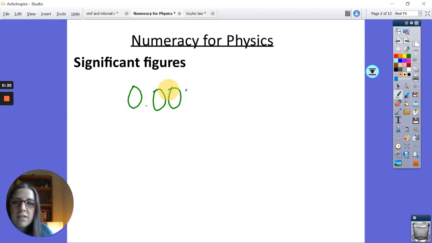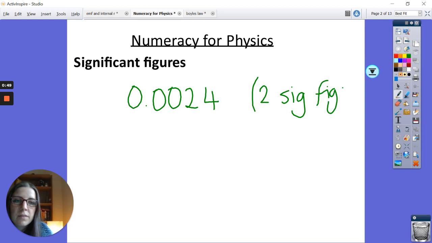if you have a question in physics and you want to be able to tell how many significant figures it has, your first rule is that you start counting at the first number that's not a zero. Again, I'll go into more information in my other video, but you start counting at the first number that's not a zero. So that number has 2 significant figures.